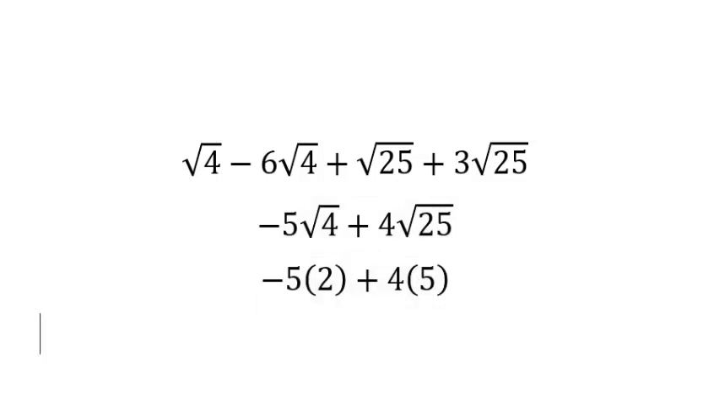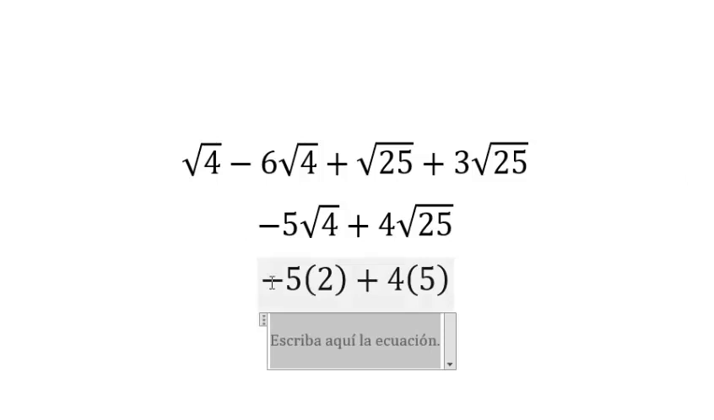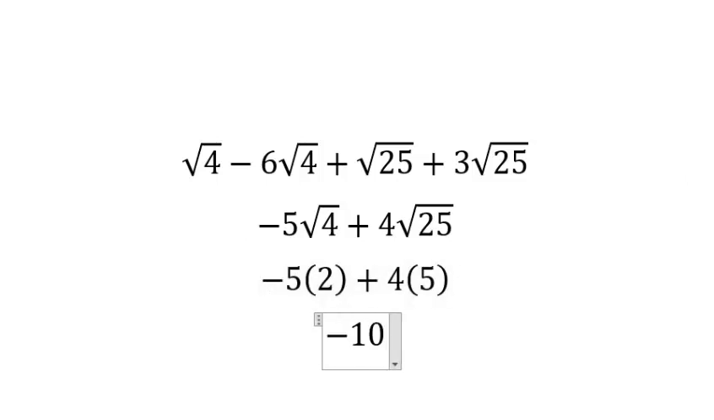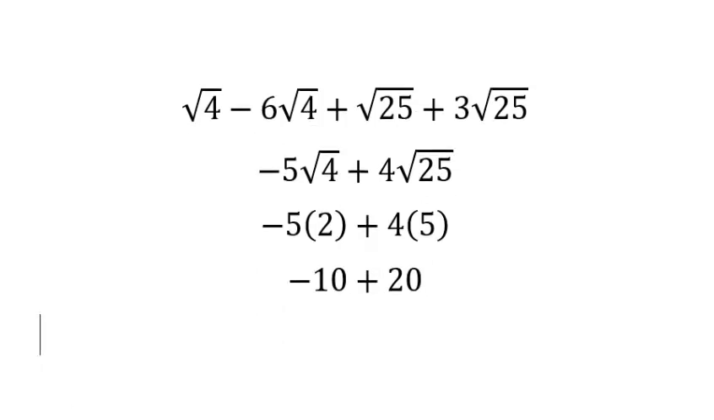This parenthesis, you need to remember that parentheses mean multiplication, right? So it will be minus 5 times 2 will be minus 10, and 4 times 5 will be 20, and minus 10 plus 20 will be positive 10. Yep, that will be the answer for this.